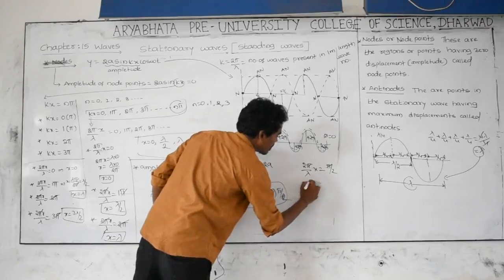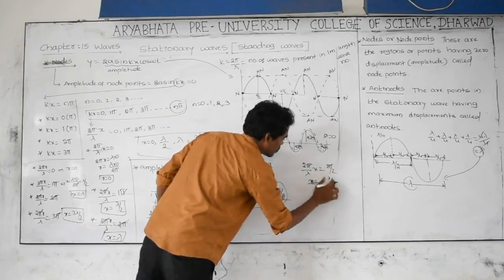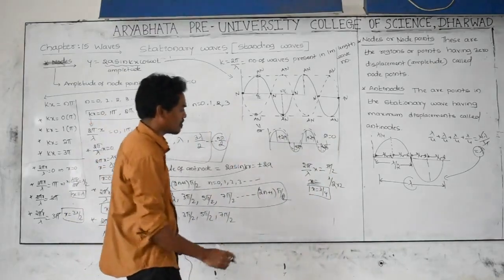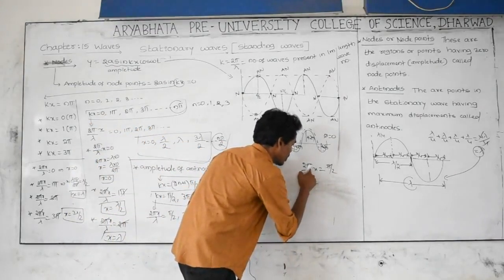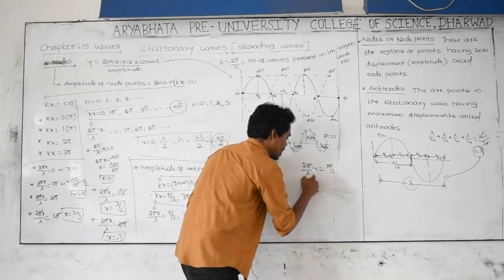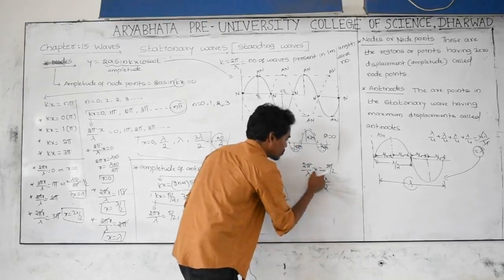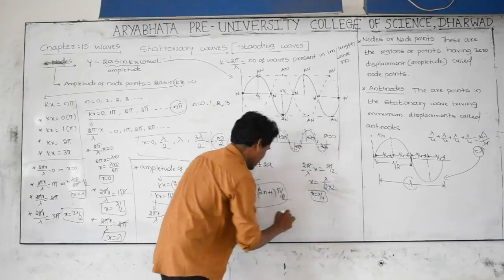Lambda, that is x is equal to lambda by 2 into this 2, that is x is equal to lambda by 4. Once again this is x as it is, pi getting cancelled, and here lambda by 2 cross multiply lambda by 2 and this 2 taken here, then x is equal to lambda by 4. This is lambda by 4.